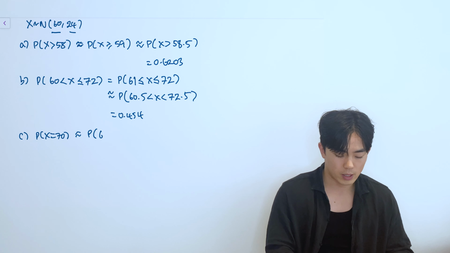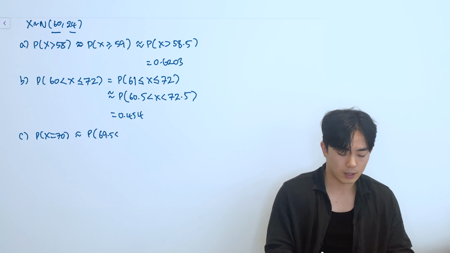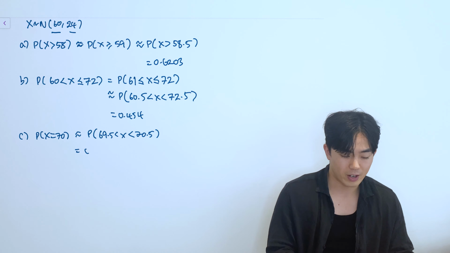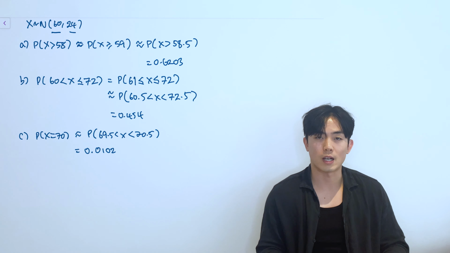So this will be between 69.5 and less than 70.5, and then we can just plug this into the calculator again, and we get a value of 0.0102, like this.